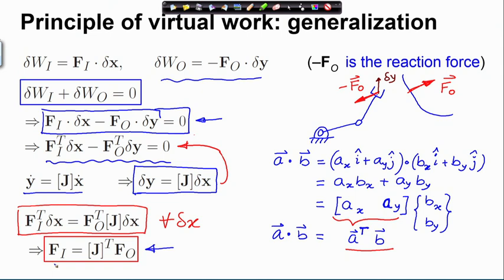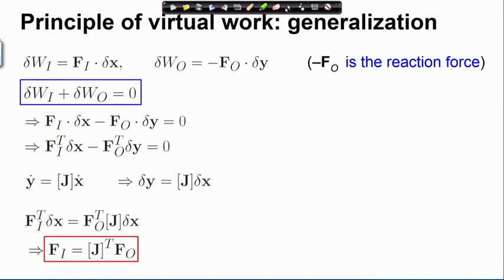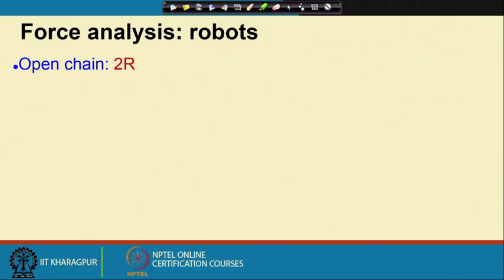On the left we have the input force, on the right we have the output force, while in the velocity relation, it is the output velocity on the left and the input or joint velocities on the right. Here we have input forces on the left and the output forces on the right. So, this now generalizes our force analysis. Let us proceed further.